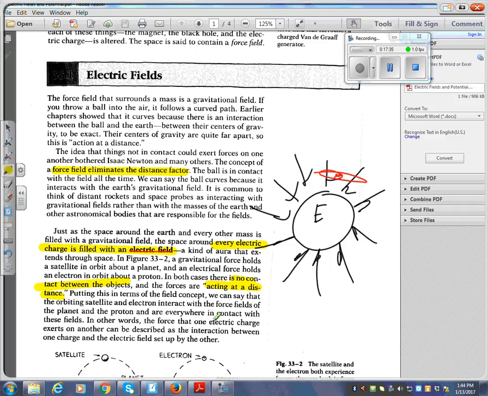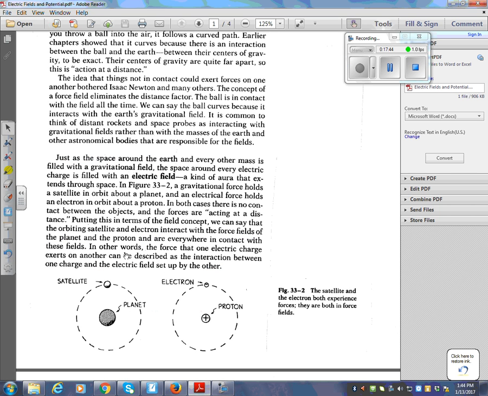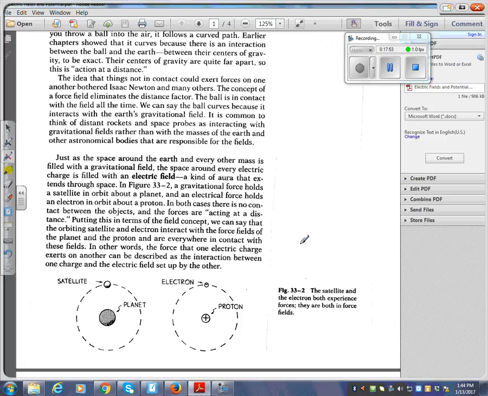Putting this in terms of the field concept, we can say that the orbiting satellite and electron interact with the force fields of the planet and the proton and are everywhere in contact with these fields. In other words, the force that one electric charge exerts on another can be described as the interaction between one charge and the electric field set up by the other. So here's the proton, and it has its electric field, and that electron is in contact with the field. Is that making sense? Because I didn't really explain that very well in the gravitational field scene.